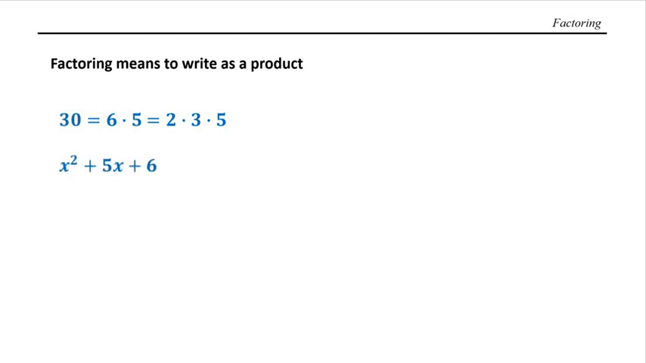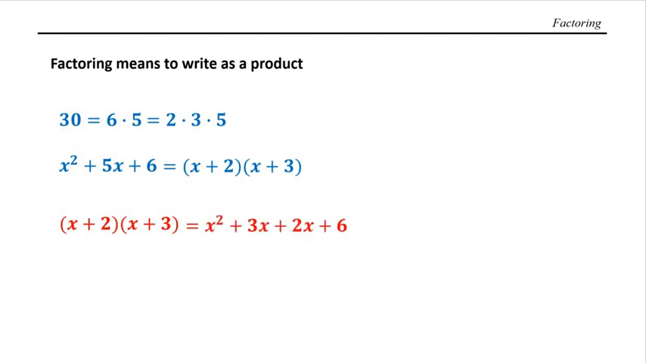Now if we had a quadratic equation, you can factor that into x plus 2 times x plus 3. And you would always want to check your answer when you factor. So we can have x plus 2 times x plus 3. We would multiply that out, and we would have x squared plus 3x plus 2x plus 6. And when we simplify that, we would get our original problem of x squared plus 5x plus 6. Now in this video, we are going to learn how to do that.